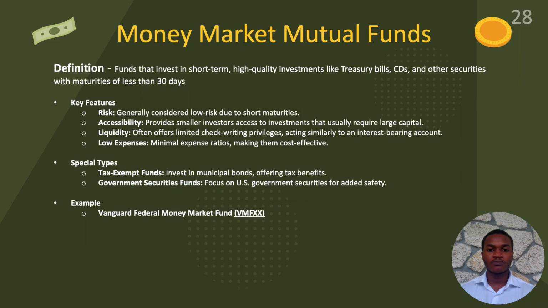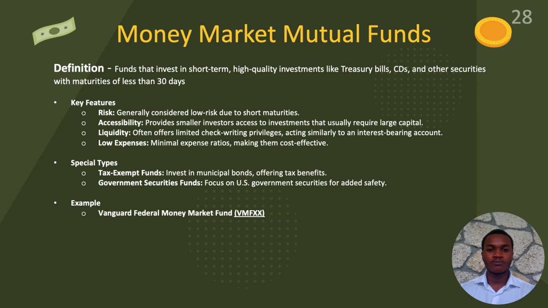Money market funds invest in short-term, high-quality investments like treasury bills, certificates of deposit, or CDs, and other securities with maturities of less than 30 days. Some of their key features include low risk due to their short-term maturities. They also provide accessibility for smaller investors, as well as liquidity for investors who may need their capital to be readily available. They have low expense ratios as well.